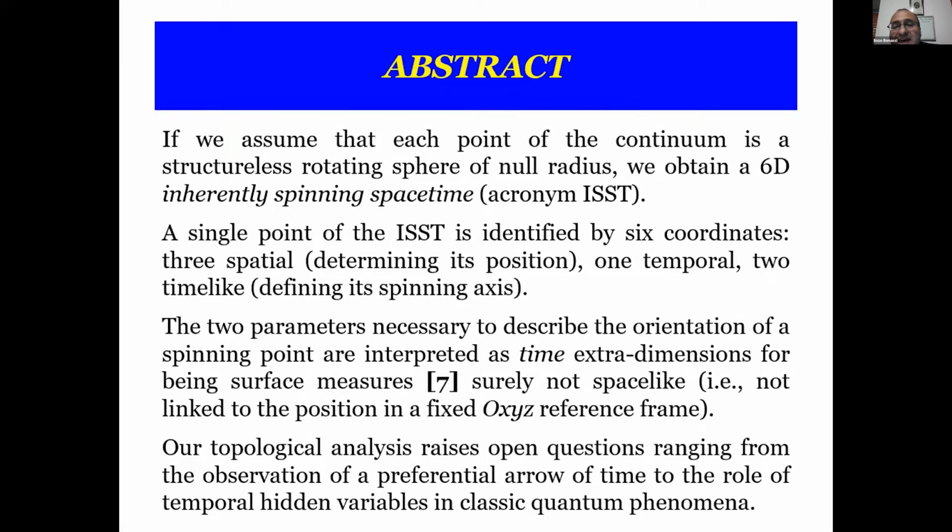A single point of the ISST is identified by 6 coordinates: 3 spatial, determining its position, 1 temporal, and 2 time-like, defining its spinning axis. The 2 parameters necessary to describe the orientation of a spinning point are interpreted as time extra dimensions for being surface measures, surely not space-like, that is, not linked to the position in a fixed OXYZ reference frame. Our topological analysis raises open questions ranging from the observation of a preferential arrow of time to the role of temporal hidden variables in classic quantum phenomena.